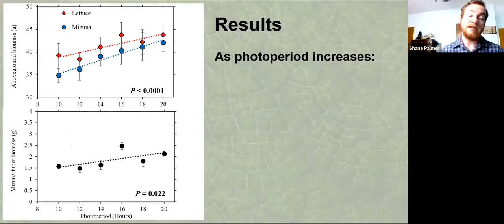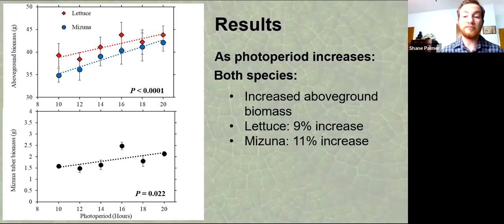Now we're looking at the above ground biomass on the top graph, comparing lettuce and Mizuna. This was pooled results from both of the replicates that we did, so this is the biomass data from both experiment 1 and experiment 2 graphed together. And we did see a positive correlation: as you extend the photoperiod, the above ground biomass for both lettuce and Mizuna increased, by about 9% for lettuce and about 11% for Mizuna.